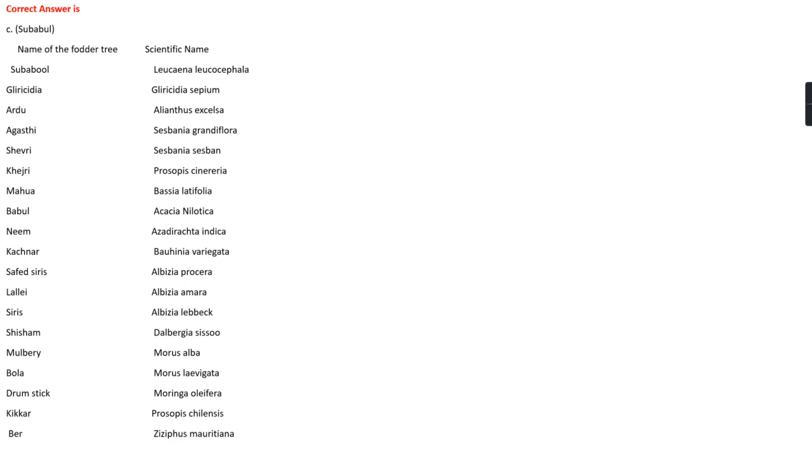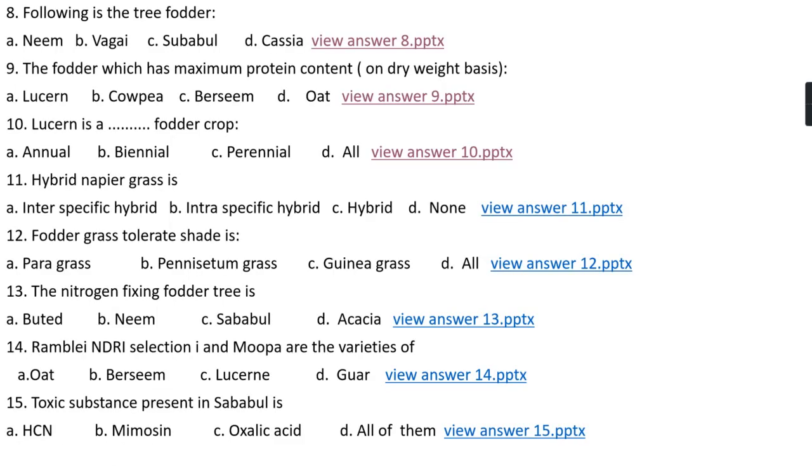Siris, that is Albizia procera. Lalai, that is Albizia amara. Siris, that is Albizia lebbeck. Shisham, that is Dalbergia sissoo. Mulberry, that is Morus alba. Bola, that is Morus laevigata. And drumstick, that is Moringa oleifera. Kikar, that is Prosopis chilensis. Ber, that is Ziziphus mauritiana.